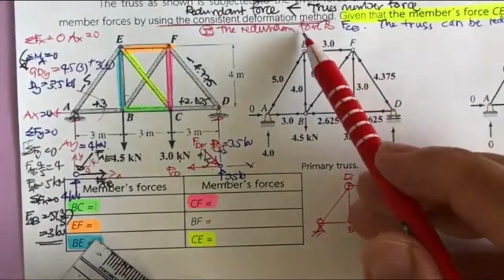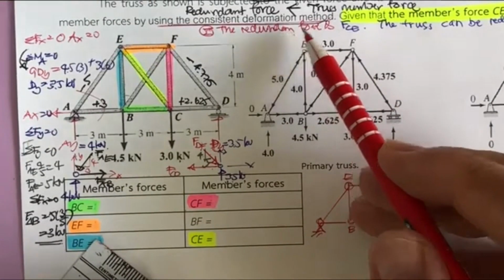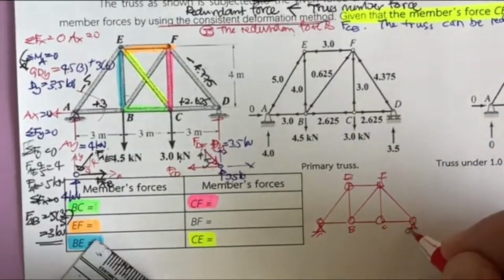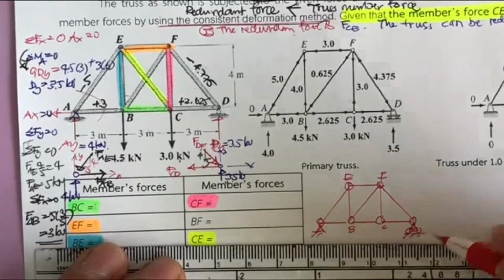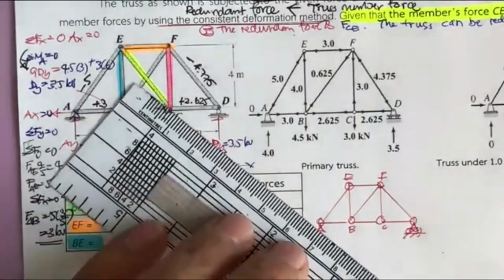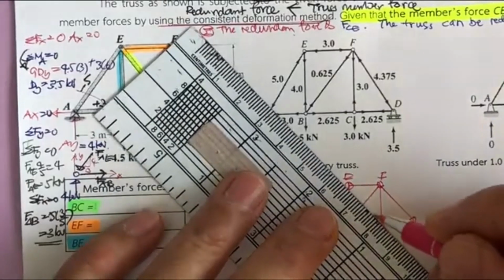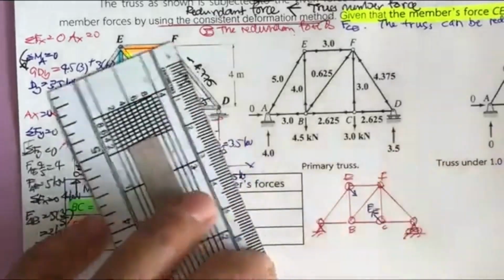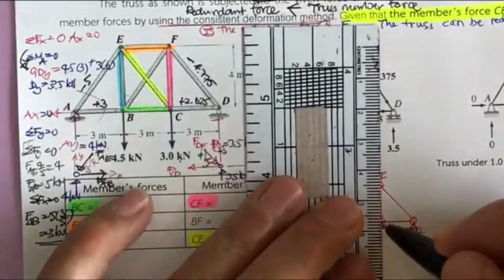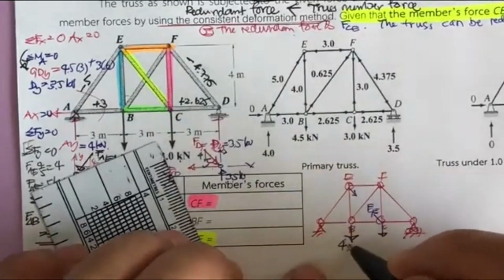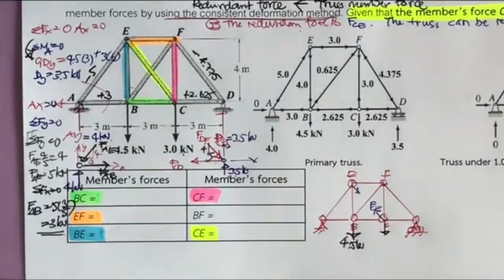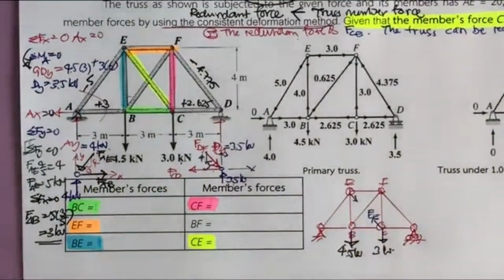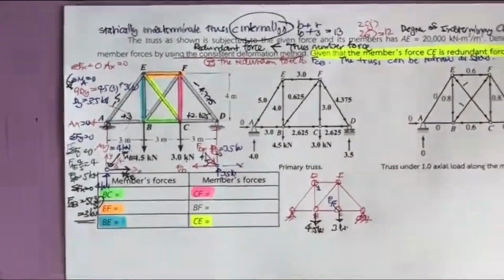After you use the redundant force as F sub CE, the member CE, you just take it out. Your structure will change from statically indeterminate to statically determinate. However, you have this as the unknown, F sub CE, applied to your structure with respect to the given load of 4.5 kilonewton. And this one is 3 kilonewton. Okay, that's what we have for this one.